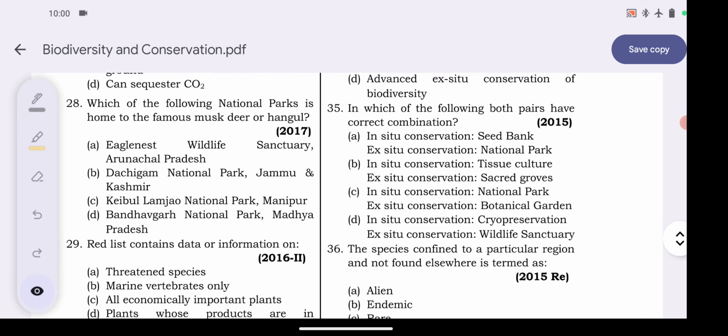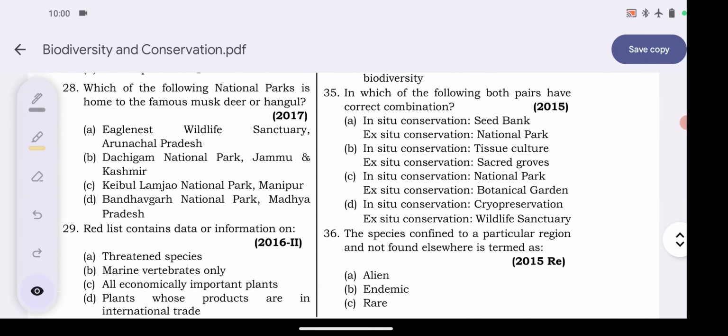Question 28. Which of the following national parks is home to the famous musk deer or hangul? Where the musk deer are found, it is a type of national park. So your answer will be option number B. Dachigam National Park, present in Jammu and Kashmir.